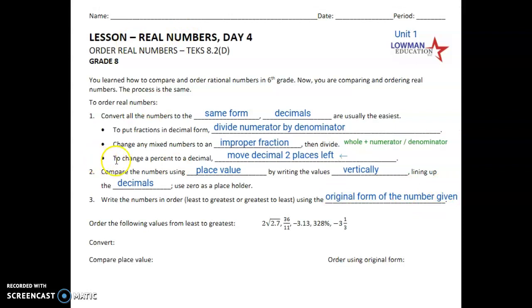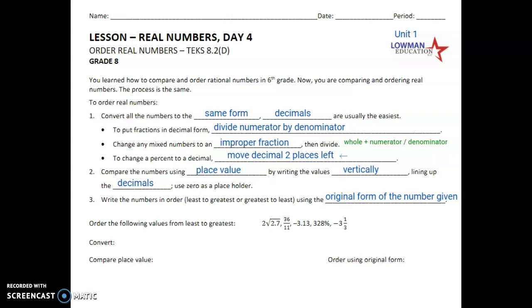Okay, now we're at the third bullet, and it says to change a percent to a decimal, move the decimal 2 places to the left. On to number 2. Compare the numbers using the place value by writing the values vertically and lining up the decimals. I will model this for you on question 3, or down here when we're ordering. And then finally, the third step is to write the numbers in order from least to greatest or greatest to least, depending on what your instructions ask you to do, using the original form of the number.